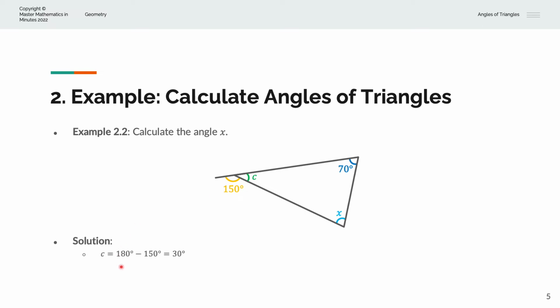So C is 180 degrees, because these are angles on a straight line, minus 150 degrees, which is that angle. And that gives us 30 degrees for C. And now that we have C, and we have the other angle of 70 degrees, we're able to find X. So X is equal to 180 degrees, because the sum of all angles in a triangle is 180 degrees, minus 70 degrees, which is that angle there, and minus C, which is what we've just calculated. And C is 30 degrees. And we'll copy 180 and minus 70 across. And that simplifies to X is equal to 80 degrees.